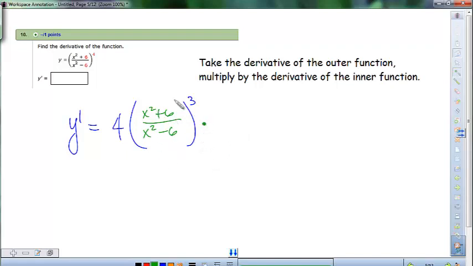So this is the derivative of the outer function. Now I need to multiply by the derivative of the inner function. Now the inner function looks like it's a quotient, so we'll have to do the quotient rule.